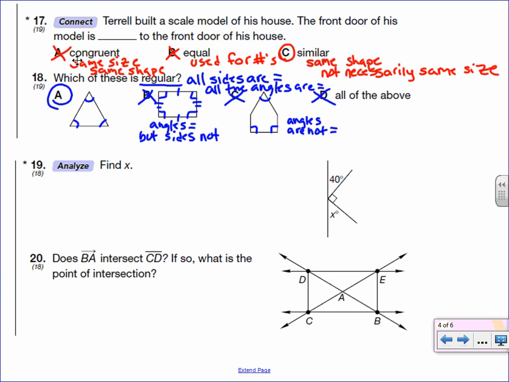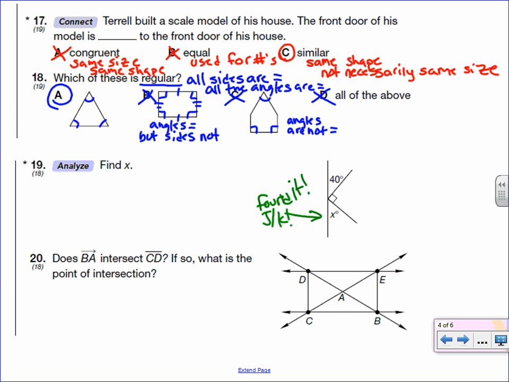In number 19, it says find x. That does not mean that you write this. Found it. Haha, very funny. That's not what they're asking you to do. What this is saying is, what is the value of x?